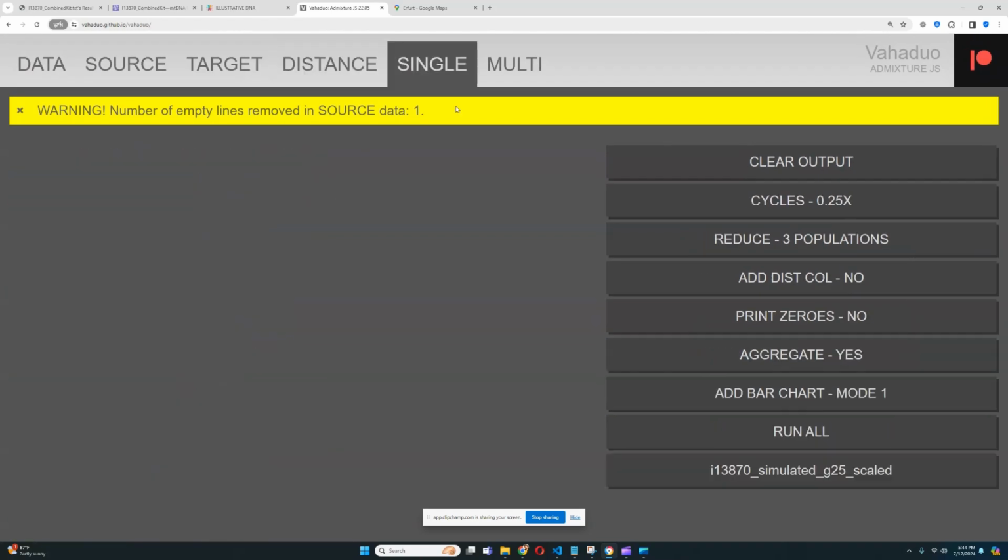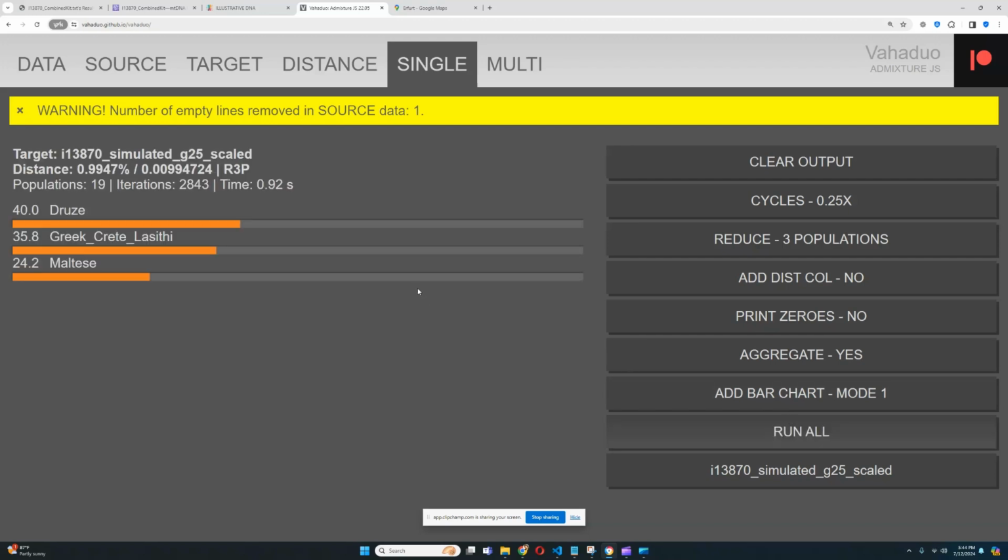And for the three-way breakdown, you can see that the three-way breakdown for this individual looks like this. They're scoring 40% Druze, which would be representing the Middle Eastern or Israelite component, you could say, in this Ashkenazi individual.